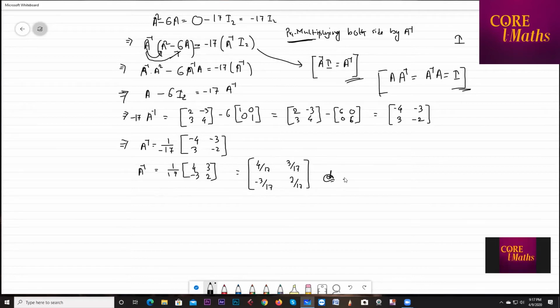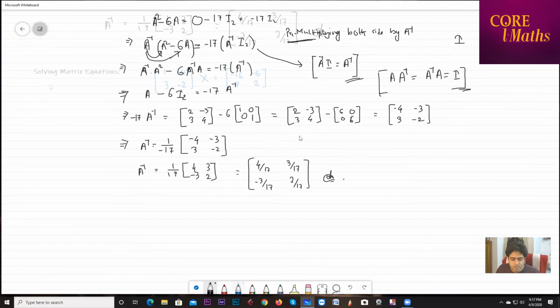So without the help of any cofactor, no need to find any cofactor or adjoint, you can solve from that matrix polynomial. Whenever the question comes in this way, you have to find the matrix inverse from the matrix polynomial, you have to apply this process. You can easily find the matrix inverse without the help of adjoint or cofactor matrix.